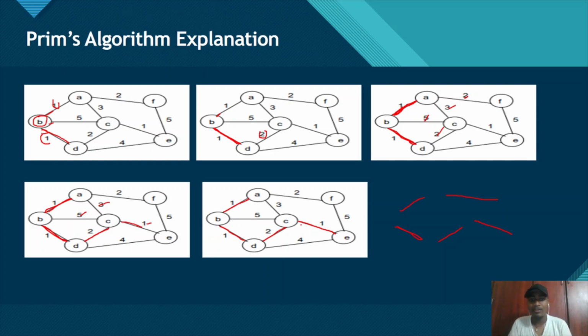And now from E, you have F. You have only 3 edges, that is E2D, E2C, E2F. From these 3, what you have to select? Least one. But I'm repeating once again here. You have here 5, 1, 4. The least one is 4, because 1 is already visited. But you should not draw the DE edge.